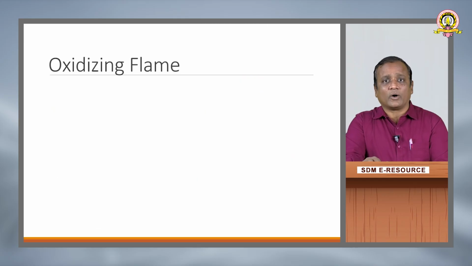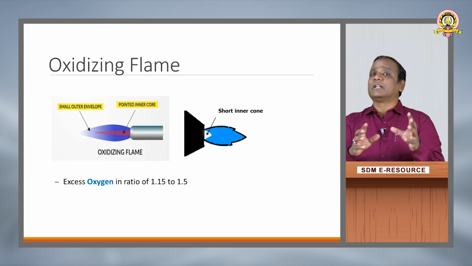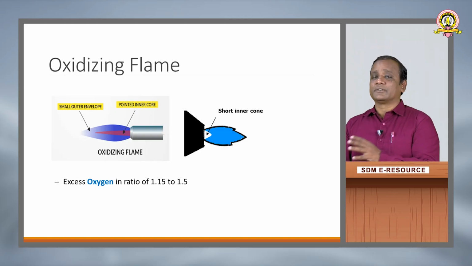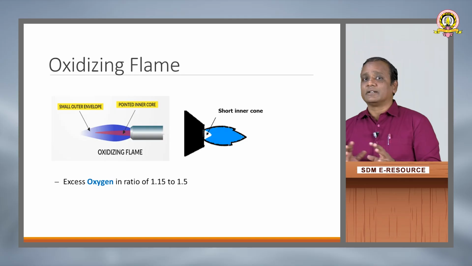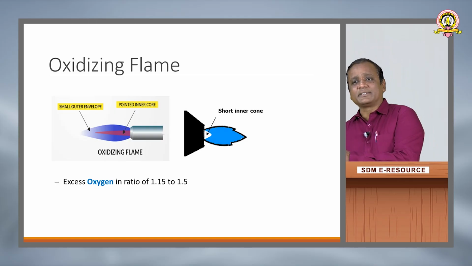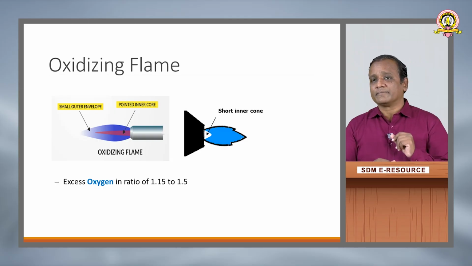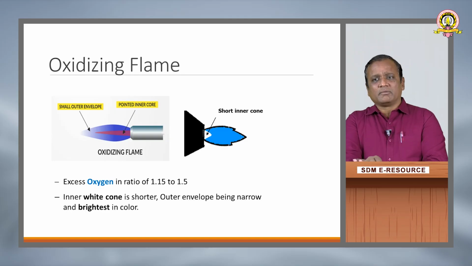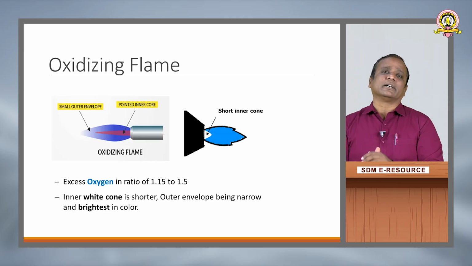The next flame is the oxidizing flame, and this is how it looks. As the name itself says, oxidizing. Here the ratio of oxygen compared to acetylene is more, in a ratio of 1.15 to 1.5. As for the way the flame looks, the inner white core is shorter and the outer envelope is narrow and brighter in color.